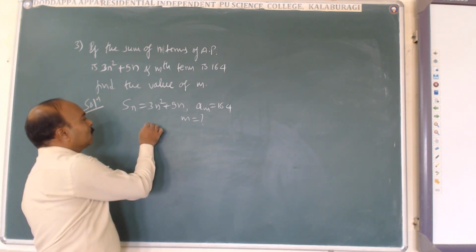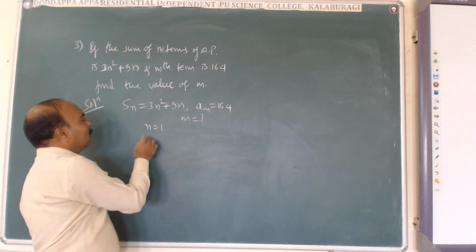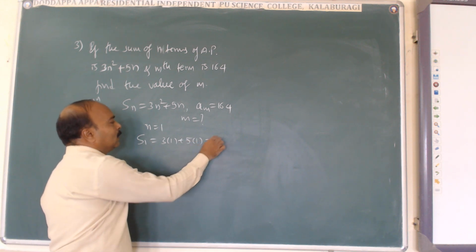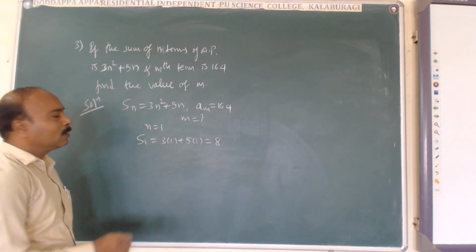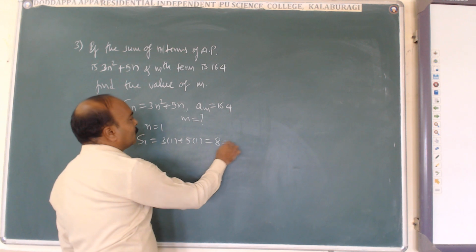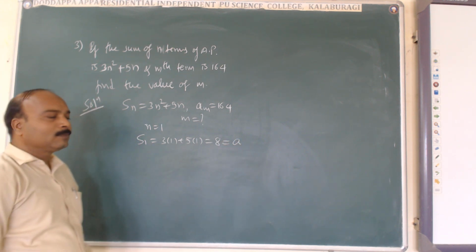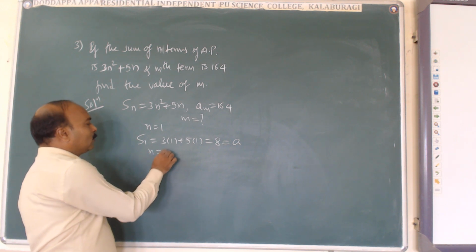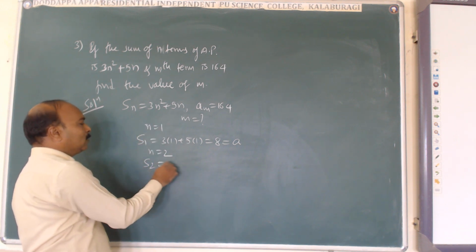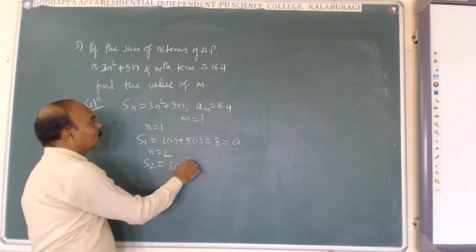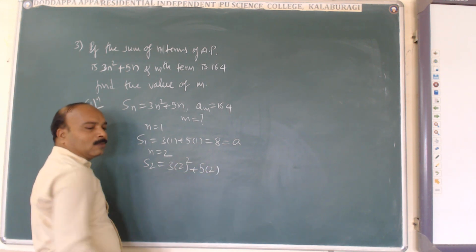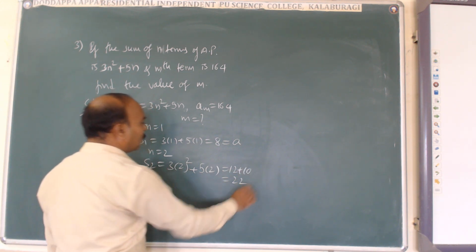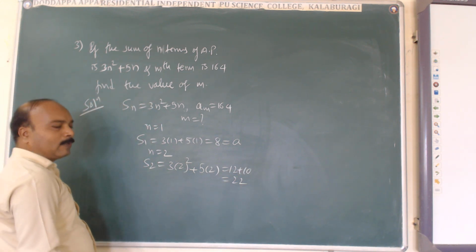So if you put n equal to 1 in S1, then we get S1 equal to 3 into 1 plus 5 into 1, it is 8. 3 plus 5 equal to 8. So it is nothing but a, the first term of the AP, or you can also say a1. Next we go for n equal to 2 in the same equation, you get S2 equal to 3 into 2 square plus 5 into 2, it is 12 plus 10, it is 22. It is the value of S2.